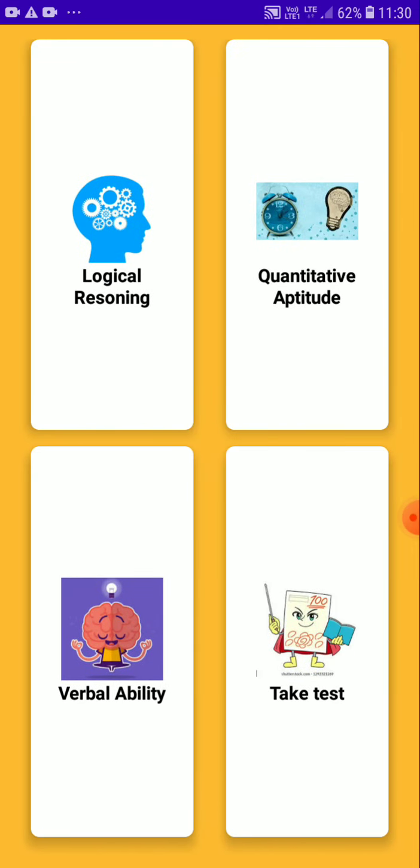Next, coming to the third page of our mini project. We can say it is a home page too. We have created three sections, plus one more section for taking the quiz test. The first section is logical reasoning. Next is quantitative aptitude. The third one is verbal ability. Then the last one is take test.